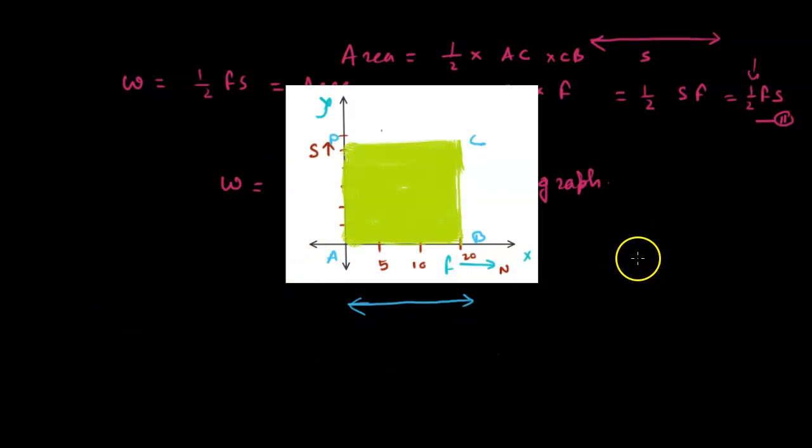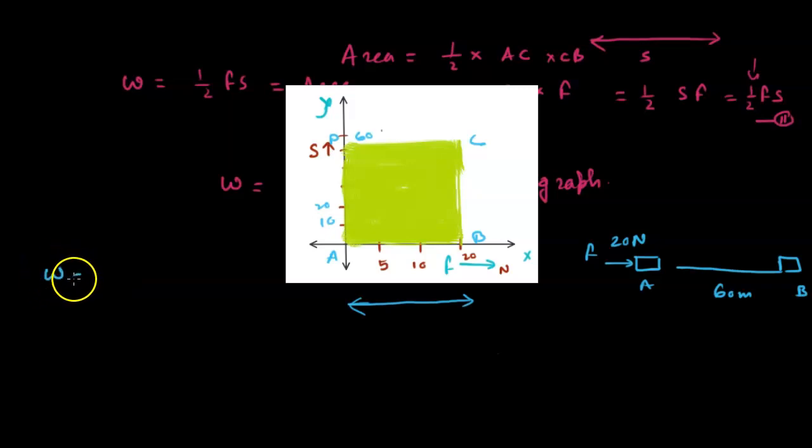Now see this one. So what will be the work? Suppose we applied this 20 Newton force on a body and it produced a displacement. We can give 10, 20, 30, 40, 50, and this will be 60. It produced a 60-meter displacement from the initial position, from A to B. Whenever force and displacement are in the same direction, we can represent it easily with a graph. So here again, Fs cos 0, and then work will be Fs.